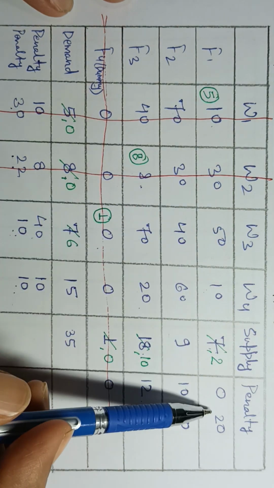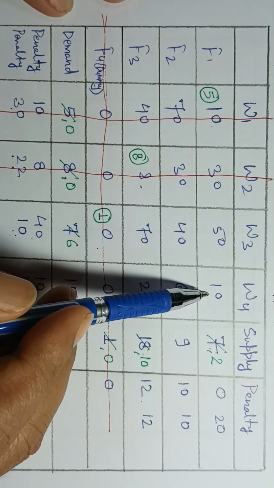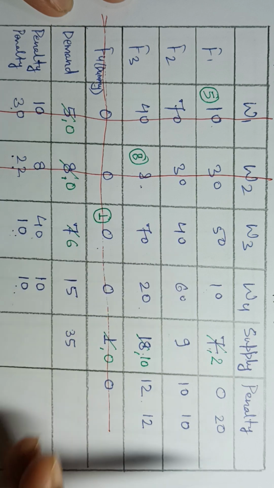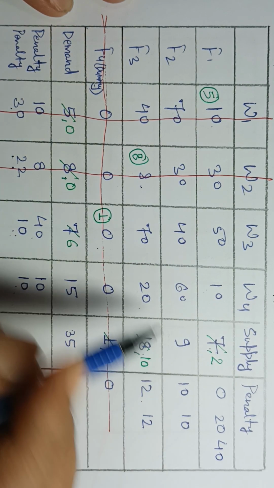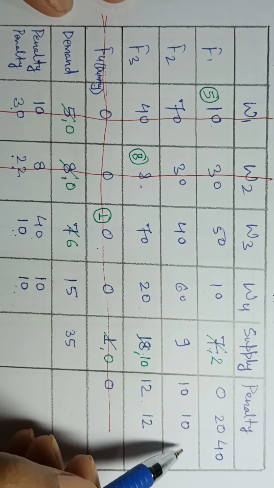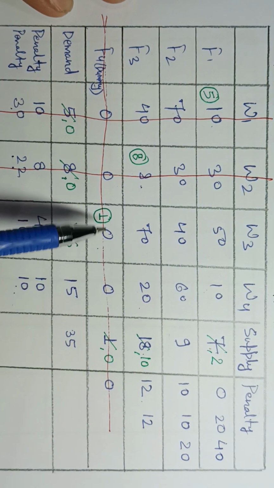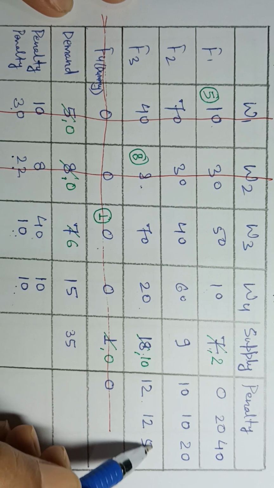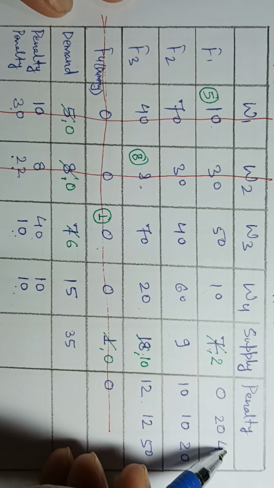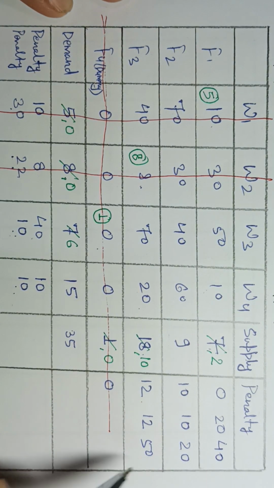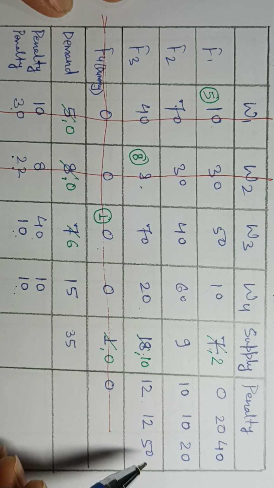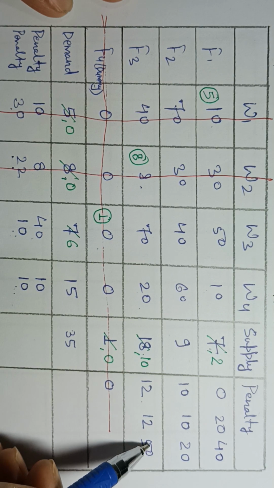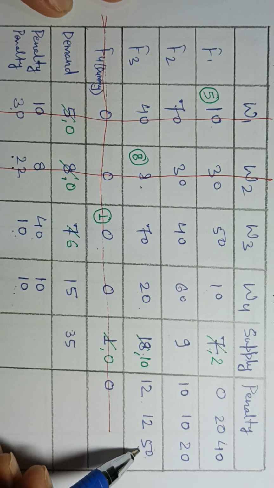Now we will calculate for rows. So 50 and 10, these only two are left, difference would be 40. 60 and 40, difference would be 20. 70 and 20, difference would be 50. So now we will consider these penalties: 40, 20, 50, 10 and 10. Out of this, we will take the highest one, which is 50.